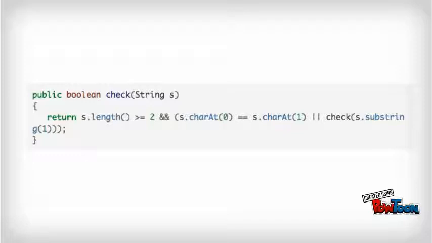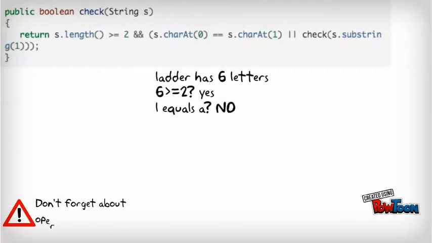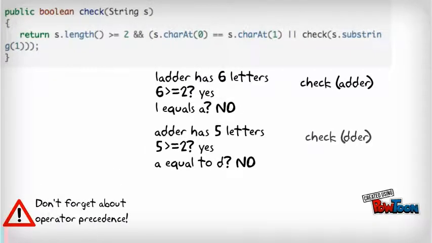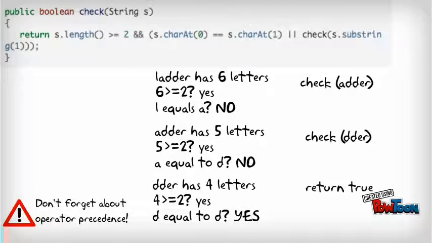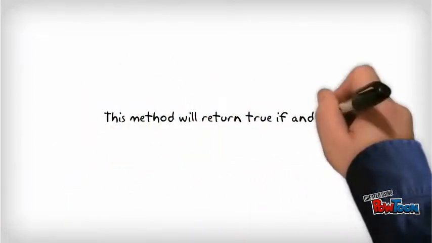Let's look at one more recursive example together. If I call check ladder, will it return true or false? Let's look at this code and make sure you remember precedence for logical operators. LADDER goes in the check method, and LADDER is 6 letters, which is greater than 2. Is L the same as A? It's not. So it calls check ADDER. This continues down until it reaches check DDER, which is 4 letters. Is D the same as D? It is, so the method returns true. And actually, the method returns true if and only if string S contains 2 or more of the same characters that are next to each other.